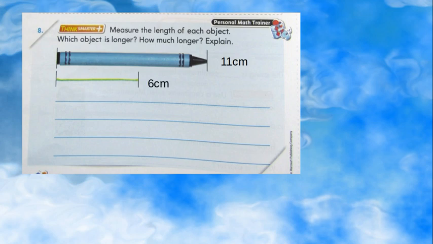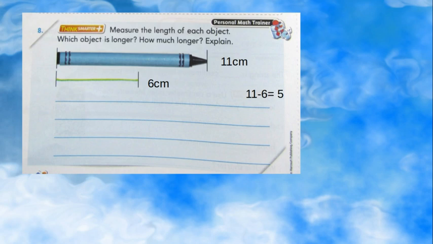Well, I know which object is longer, the blue crayon. The second question wants to know how much longer. Well, just like all the problems I've done today, I'm trying to find the difference between those two lengths. So I need to subtract. What would my subtraction sentence be? 11 minus 6 equals 5.